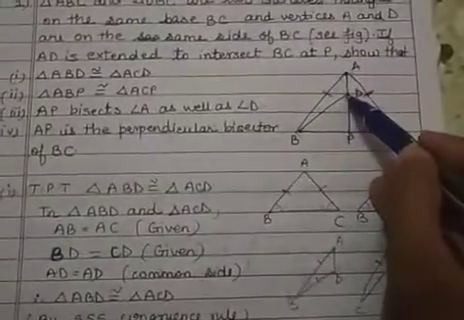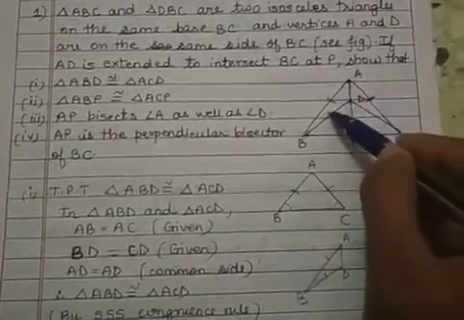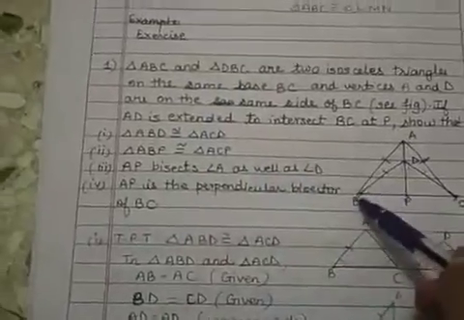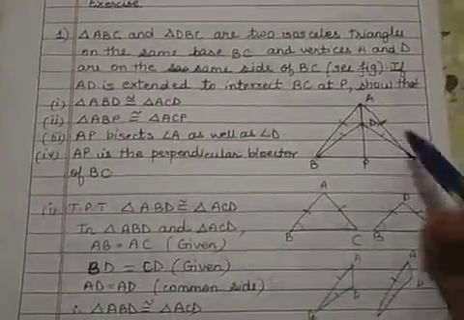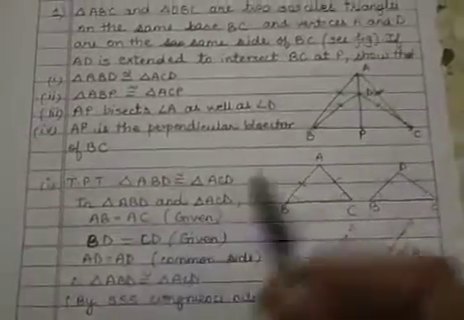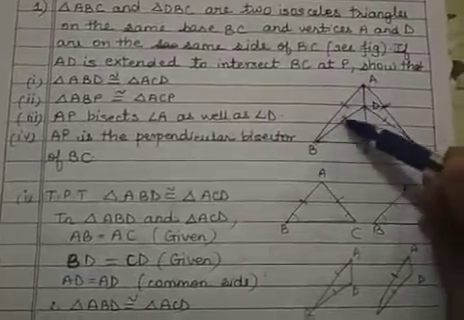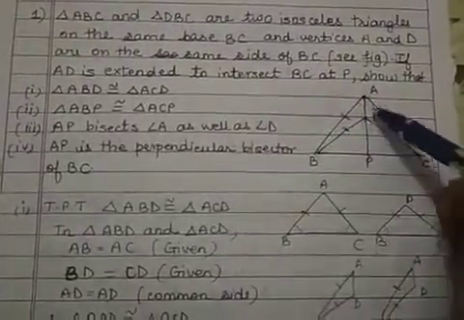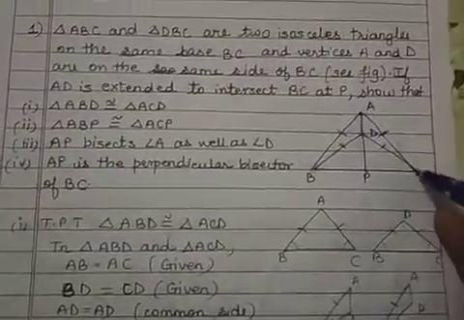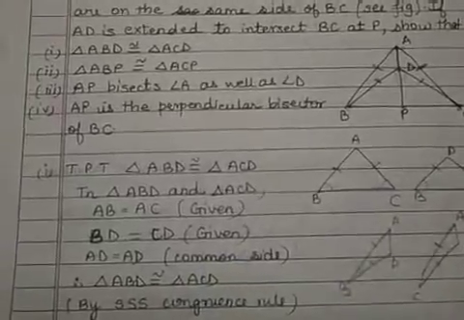Next, this side BD is equal to CD. What is the reason? BD is equal to CD again because triangle BDC is an isosceles triangle, so these two sides are equal. Now in these two triangles, ABD and ACD, this is a common side, right? This side is present in both the triangles. So AD is equal to AD, which is a common side.